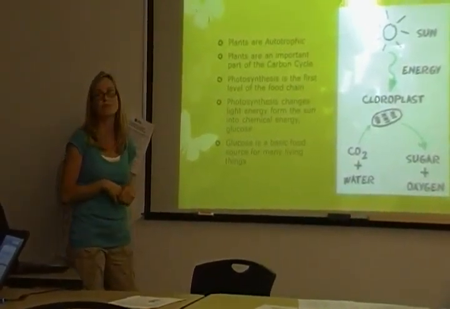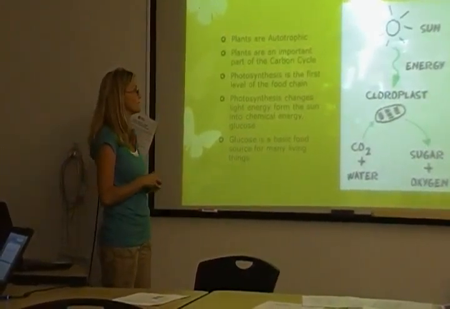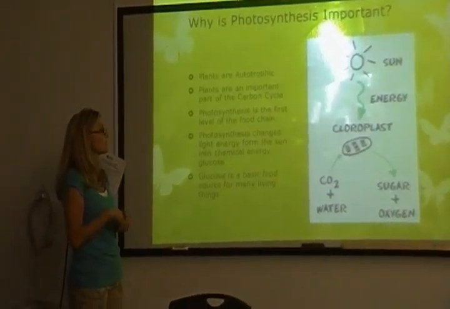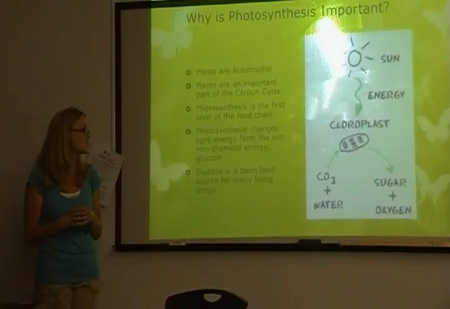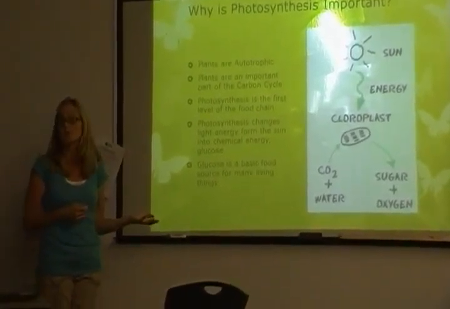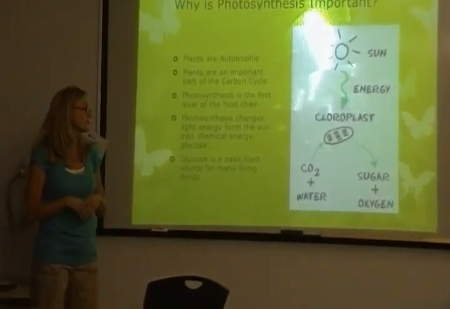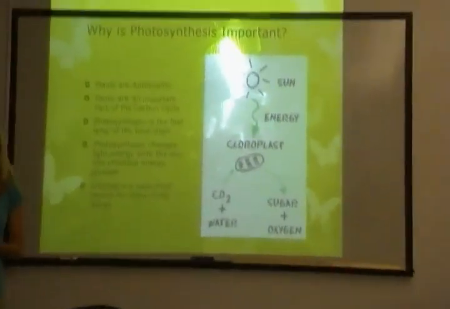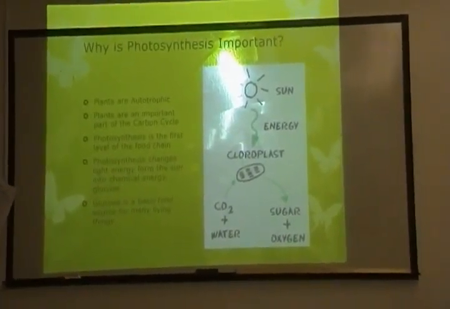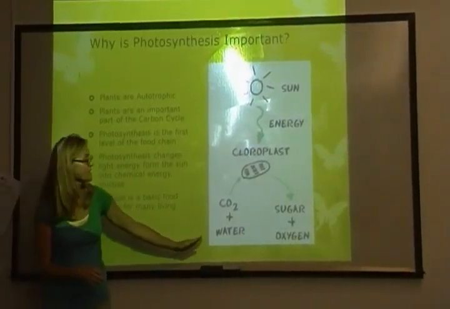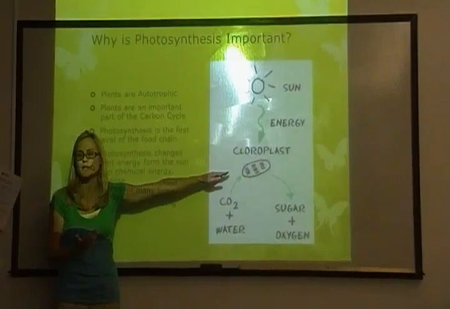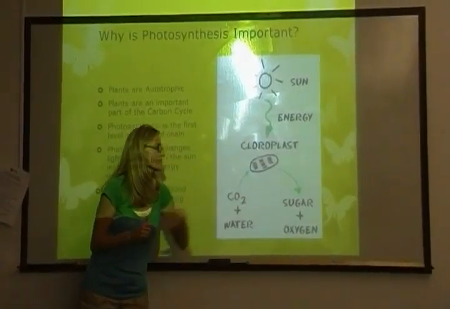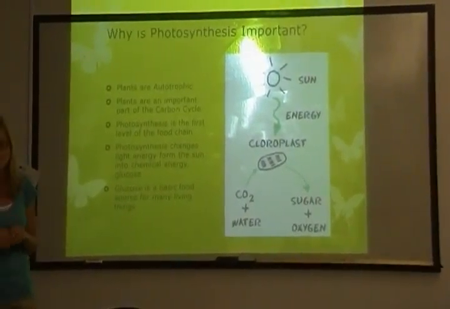Photosynthesis is the first level of the food chain. That autotrophic action of plants creates the food, which is stored energy from the sun's light energy. Photosynthesis changes light energy from the sun into chemical energy, glucose. And glucose is a basic food source for many living things. I found this very simple, nice diagram. I really like that diagram because it shows in a simple fashion, these things go into the chloroplast. Where do we find the chloroplast? In the leaves. In the leaves, right. And these things come out.